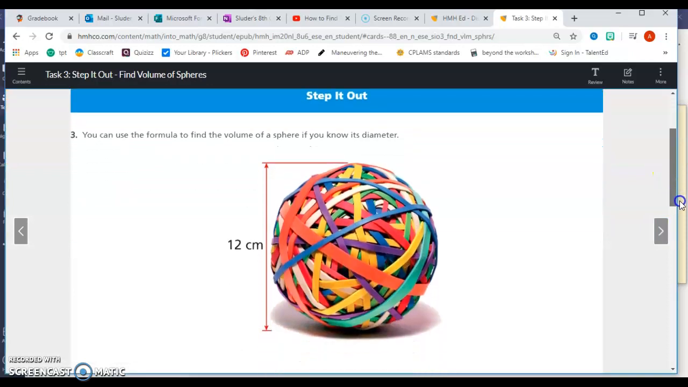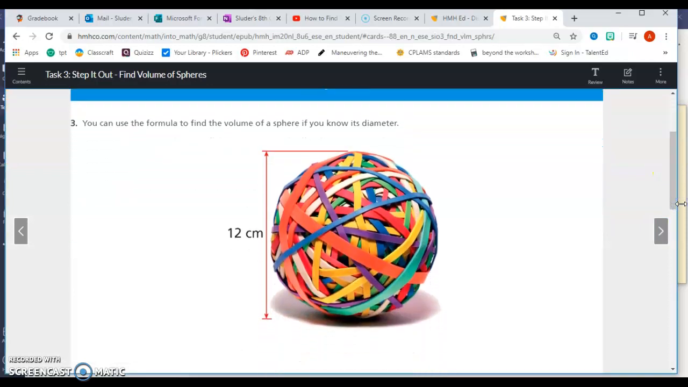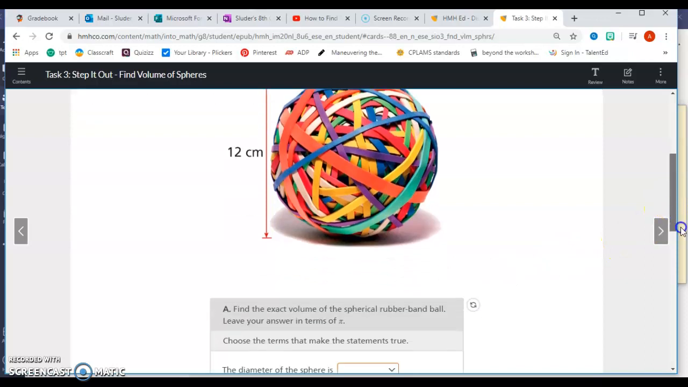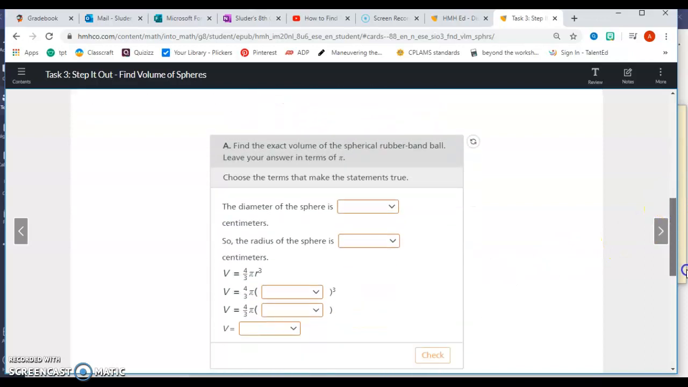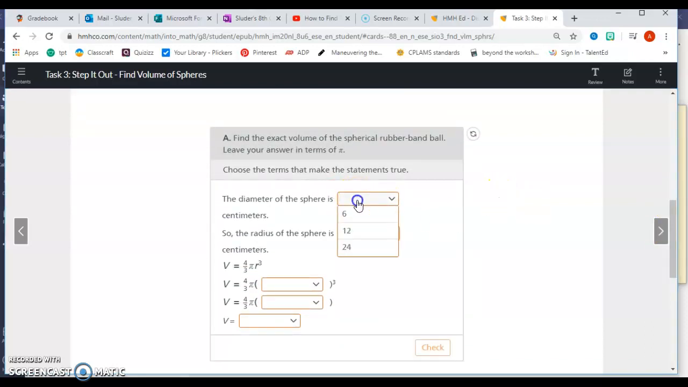Here we have a real-world example of a sphere, our rubber band ball. And like I said, pay attention if they give you the diameter. So here they gave you the diameter of the rubber band ball being 12 centimeters. Knowing that, we can simply divide by 2, break the diameter in half, to identify that the radius is 6 centimeters.